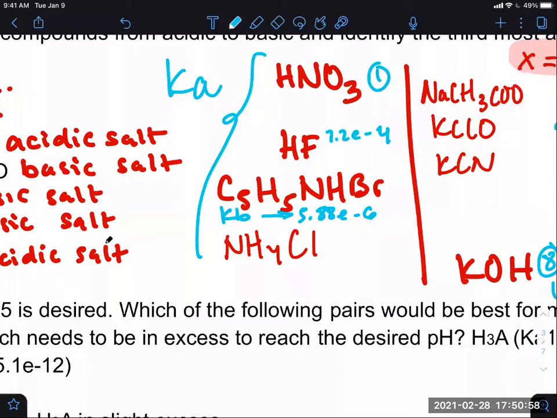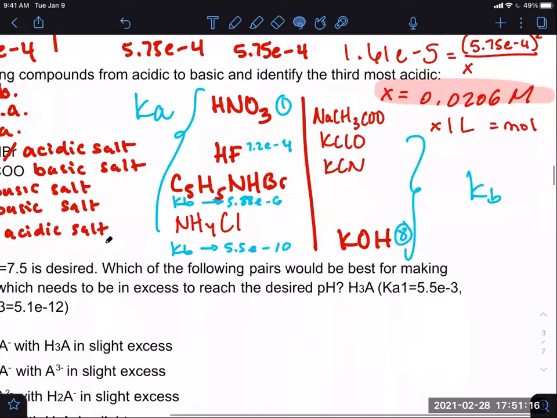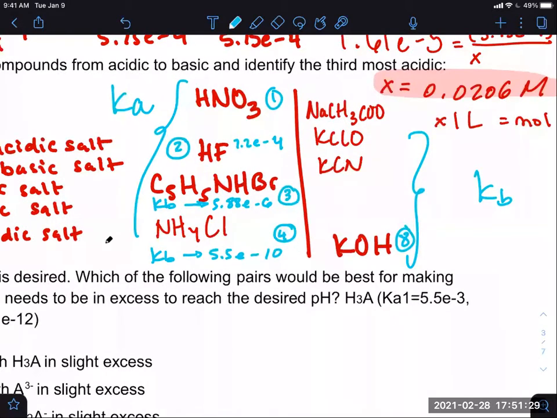And then for this one, you'll again have to convert the Kb to Ka, and you should get 5.5 E negative 10. And so then we can put these in order. I'll put these in order for you guys, so it makes sense. Actually, they're already in order. So that's number 1. This is going to be number 2. This will be number 3. This will be number 4. They're in order of their Kas, okay?